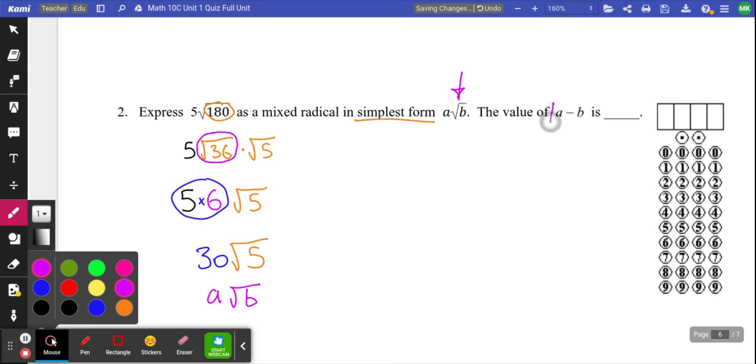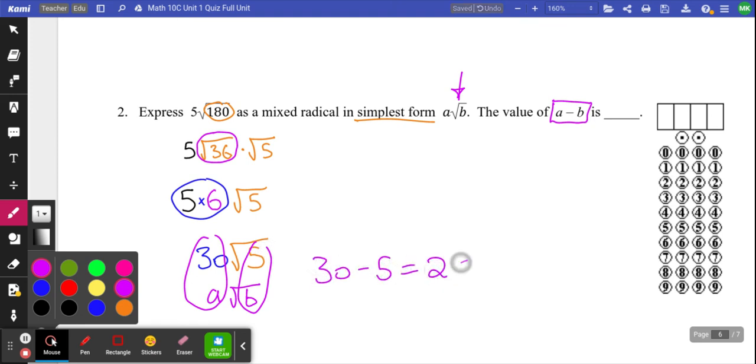Then they want to know what is the first number minus the second number. What is A minus B? What is 30 minus 5? It's 25. So the answer for the box was 25.